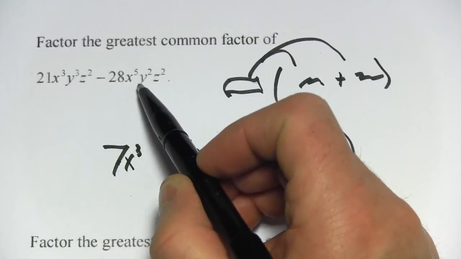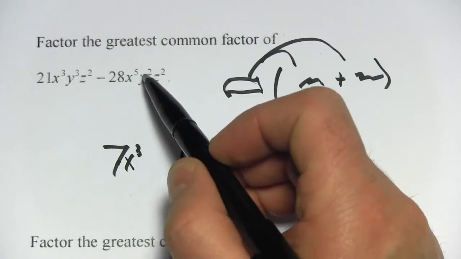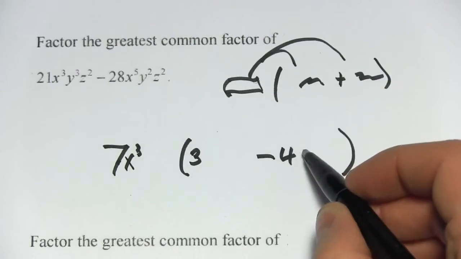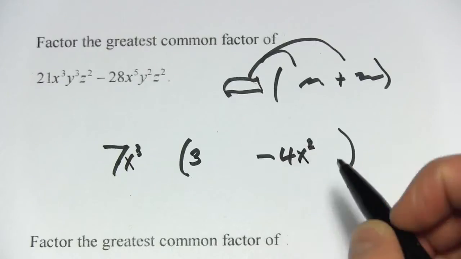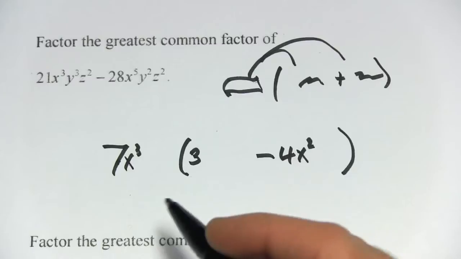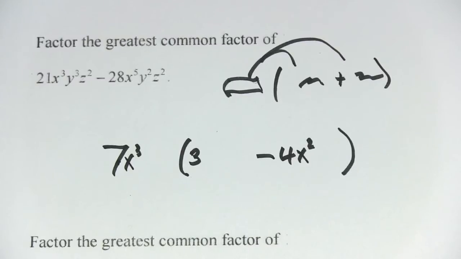Here, if I divide x to the fifth by x to the third, I have to subtract exponents. 5 minus 3 is 2. That leaves x squared here. And here I didn't write anything. I could write times 1, but 3 times 1 is still just 3, so I'm not writing that.